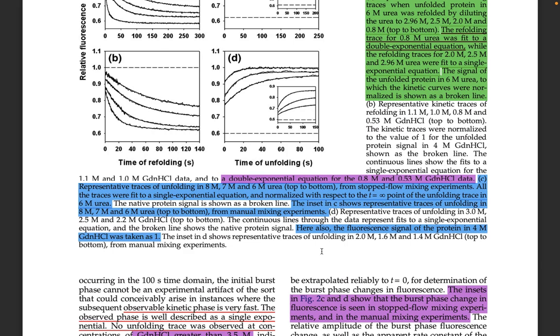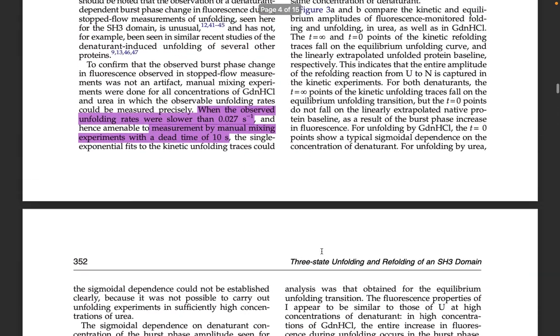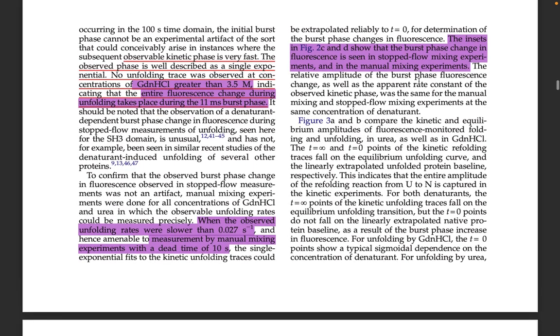The insets in D show representative traces in the manual mixing experiments. Now coming to the insets in figure 2C and D, they show the burst phase changes in fluorescence as seen in stopped flow experiments as well as in the manual mixing experiments.